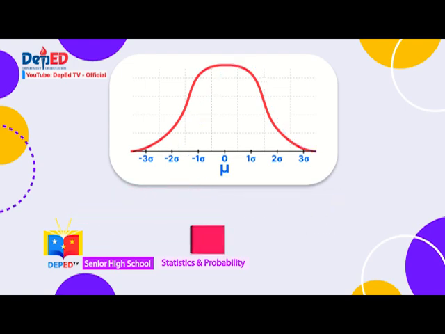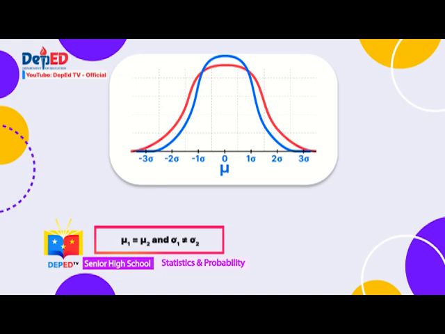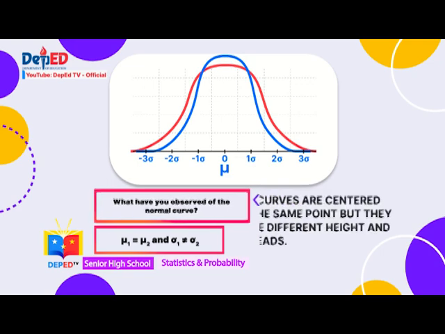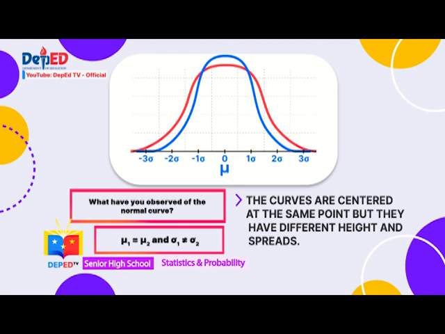Second, when the means are equal but the standard deviations are not equal. What have you observed of the normal curve? If your observation is that the curves are centered at the same point but they have different height and spreads, then your observation is correct.